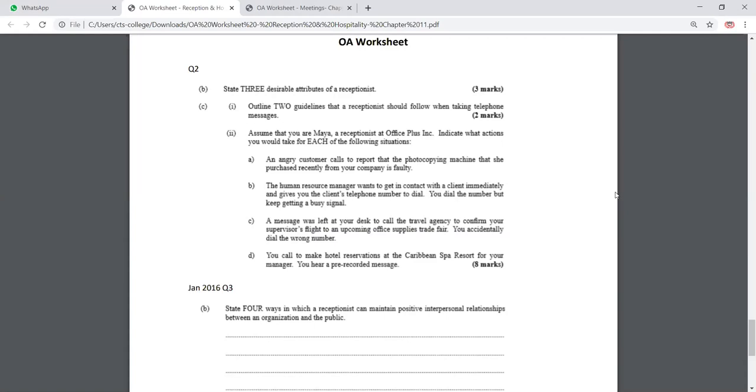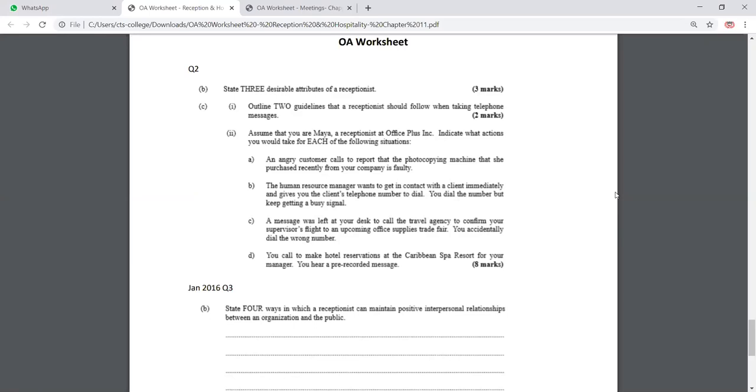Let's look at the other one. Two guidelines that a receptionist should follow when taking telephone messages. What should you do when taking a telephone message? Without even reading it anywhere, what do you think? Be calm and tactful. Always put who the message is for. Okay, things like that, yes. So be calm and tactful, be professional, take down who the message is for, yes. Right. Let's look at the other one.